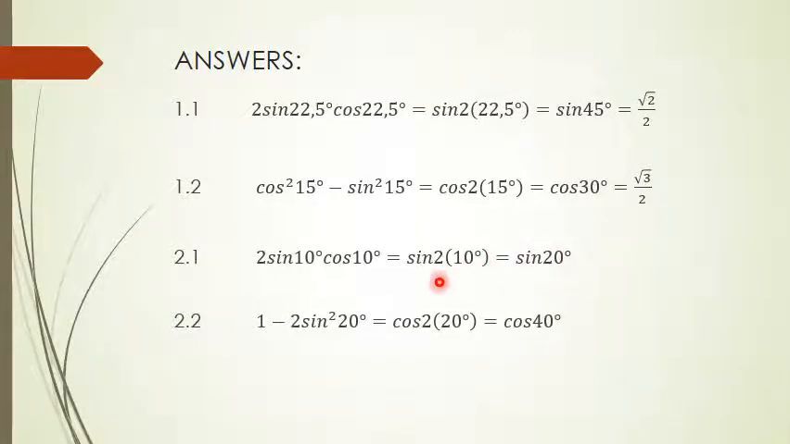2.2, 1 minus 2 sine squared 20 degrees. We recognize that this was the right hand side of one of the versions of the double angle formula for cosine. So this is cos 2 times 20 degrees, which is cos 40 degrees. Again, without a calculator, we cannot simplify that further.